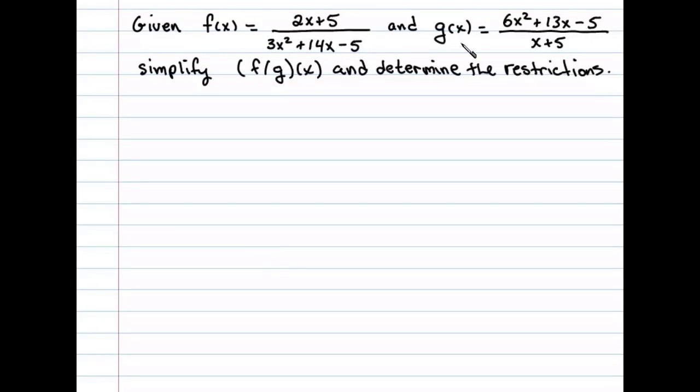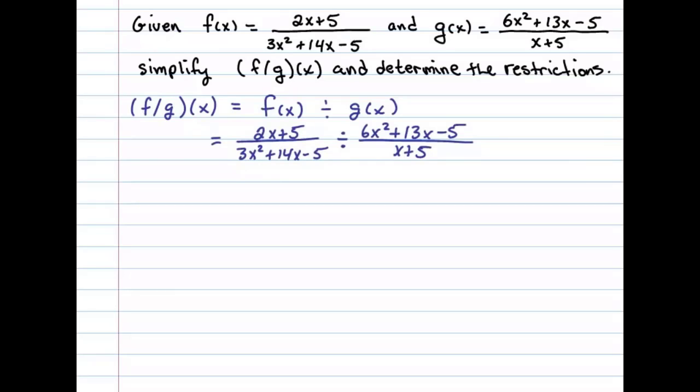Given f of x and g of x, simplify f divided by g of x and determine the restrictions. Now f divided by g of x can be written f of x divided by g of x. So we replace the algebraic fraction equivalent for both of these and then simplify. And so here we have f of x divided by g of x.